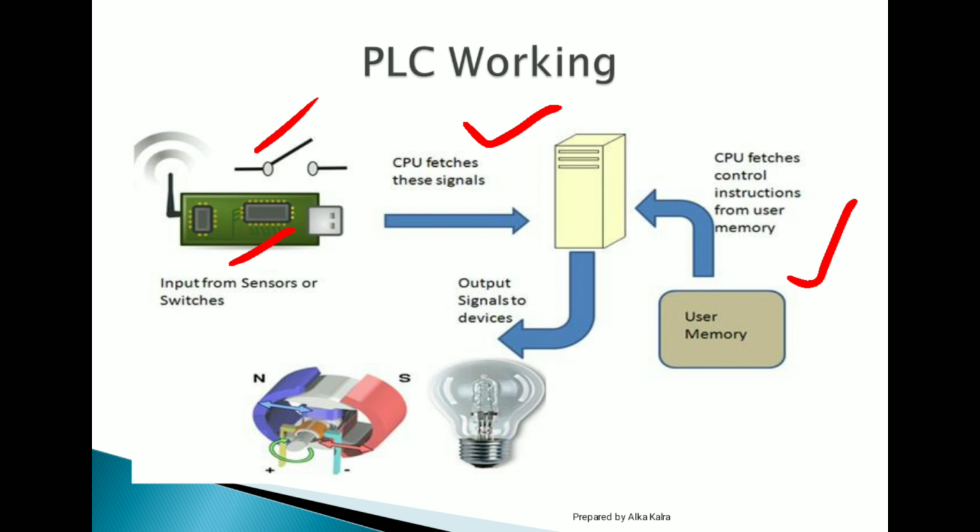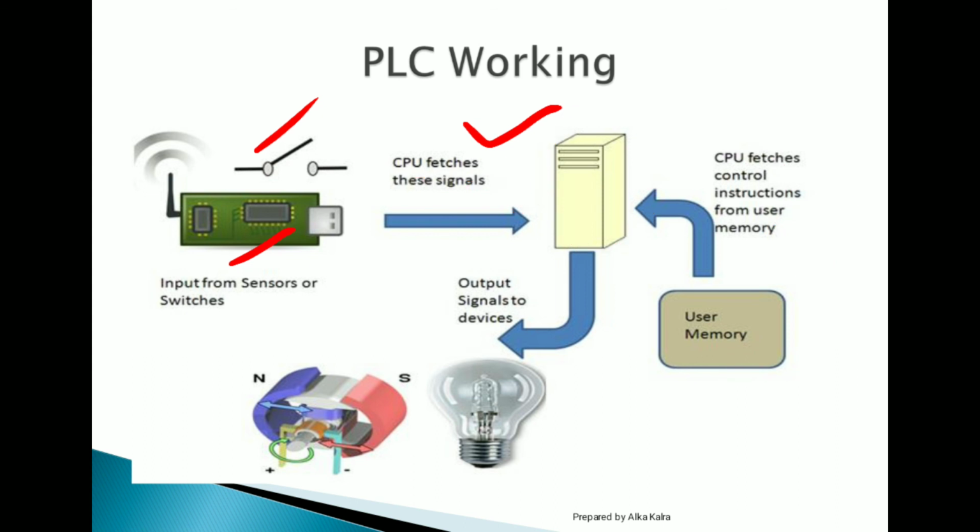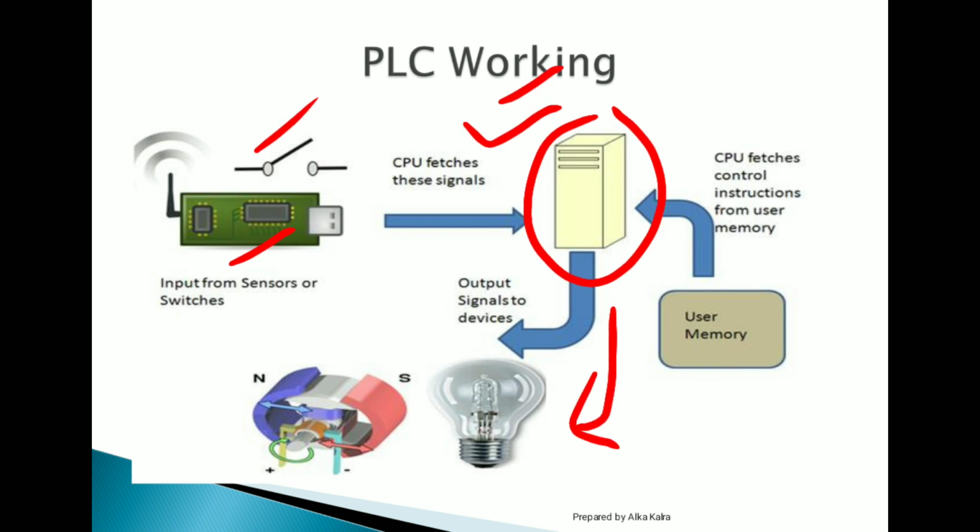So this CPU will have the signals obtained from the input, as well as the information of the program that the user has written. So CPU has all the information. Now CPU will run that program according to the input signals, and it will produce one output for the device we want to control. If it produces 1, this lamp will switch on. If the output is 0, this lamp will switch off. Similarly, a motor can be started or stopped using PLC output signals.